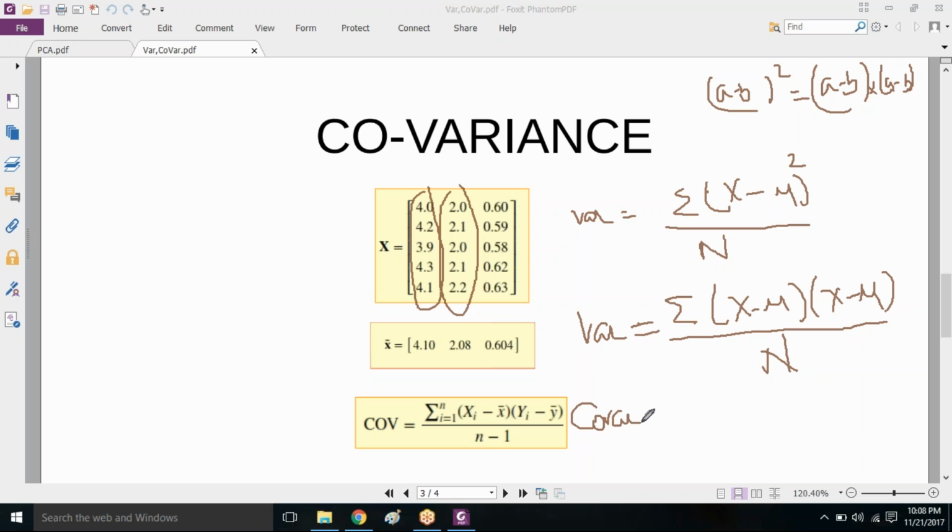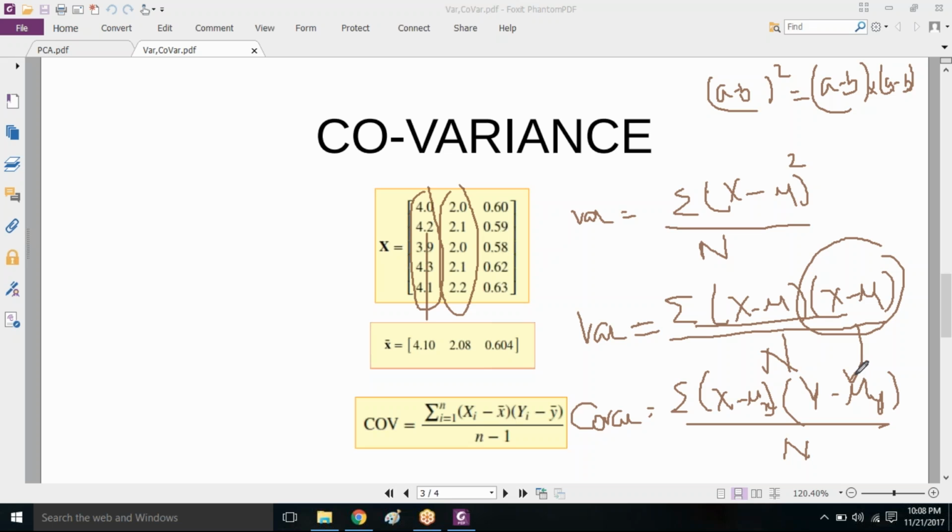Now covariance says that my one dimension will be x, but I want to check the covariance between the first and second dimension. So the second dimension will be y, with the mean of y and the mean of x, and then you have to divide it by n. So in this expansion, one term will now be the y term. So this is the covariance between 1 and 2.